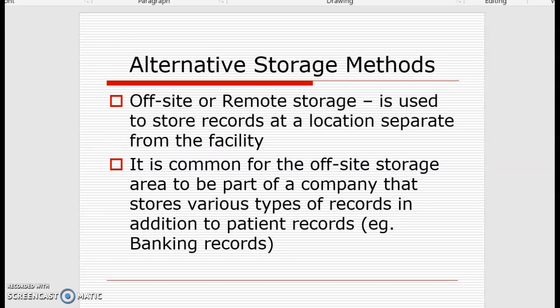Alternative storage methods. Off-site or remote storage is used to store records at a location separate from the facility. It is common for the off-site storage area to be part of a company that does store those various types of records in addition to patient records. So you could have a place that's 2 to 3 miles from the facility that not only stores medical records, but financial records, banking records, again, any type of confidential record.